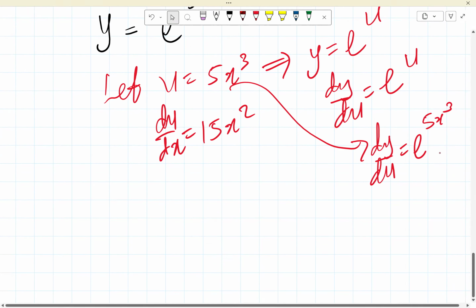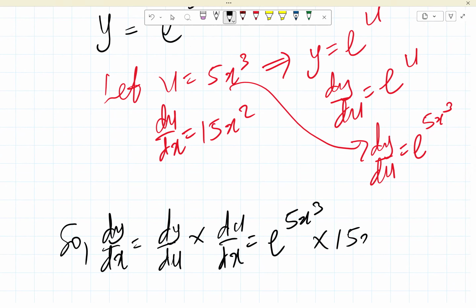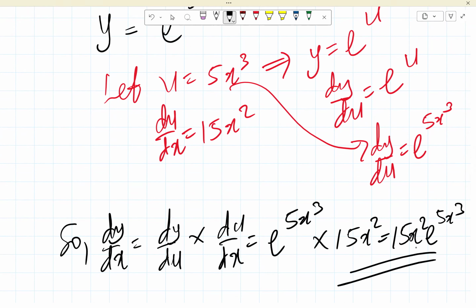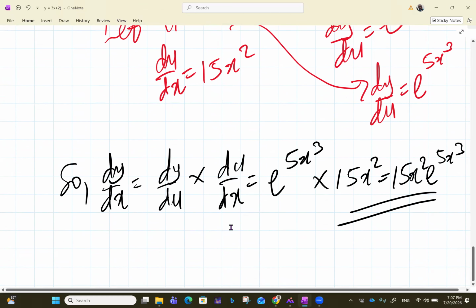So put everything together. dy dx is equal to dy du multiplied by du dx. dy du is e raised by 5x cubed. du dx is 15x squared. Everything together is 15x squared e raised by 5x cubed. And that's the result right there. Okay, so we have that example 3.